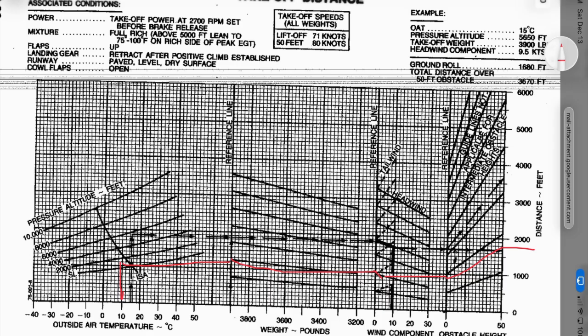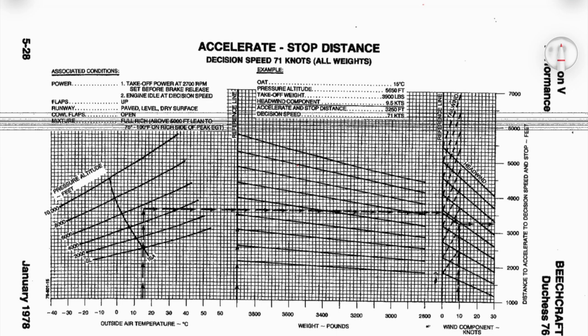What this means is our takeoff distance to clear a 50-foot obstacle is going to be roughly 1,700 feet. Our 1,000 line is here, our 2,000 line is here, so 1,500 would be about here, giving us about a 1,700 takeoff distance. The next performance chart is our accelerate stop distance.